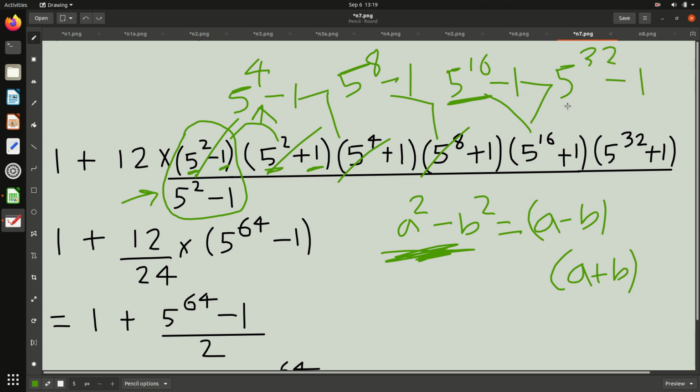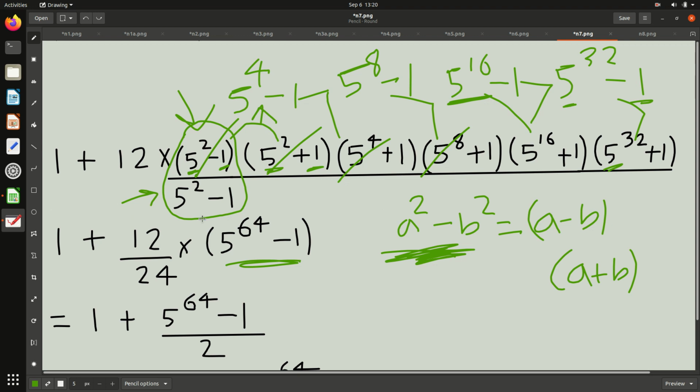Now again we got A minus B and this A plus B. Again by multiplying both of these, you will get A square minus B square, which is 5 to the power 64 minus 1. So by including this one, we simplified all of this with the equation: A plus B into A minus B is nothing but A square minus B square.